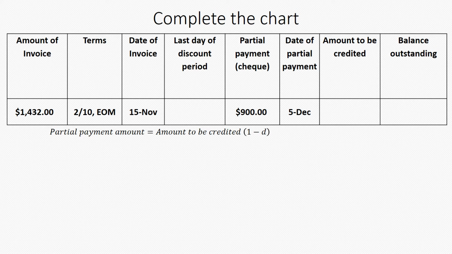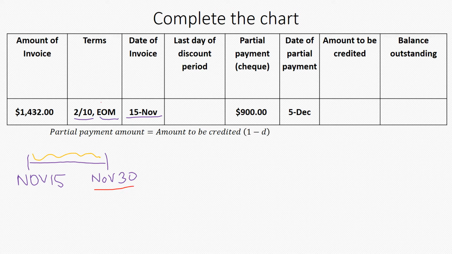Here the date of invoice is November 15th and terms are 2/10 EOM, right? End of month dating, right? So starting from November 15th, end of the month is November 30th, right? November has 30 days. Now this is the void period, right? We don't count these days. The actual date is November 15th, but we'll start counting days from November 30th because this is the end of the month, right? Now 10 days from November 30th.